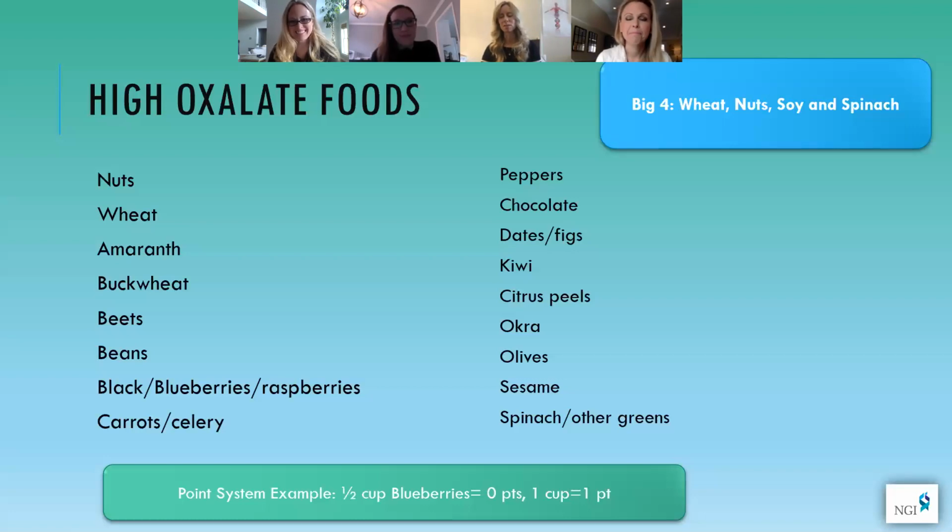And the point system works well because you just say, I'm going to eat 2 higher oxalate foods a day, or I can have 3 medium, or I can have as many low as I want. And that's a pretty simple way of looking at it. Exactly. So that's why we have the 2 different approaches at NGI, because we have the ability to pretty much make everybody happy.